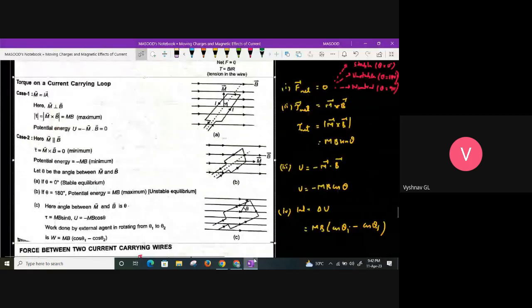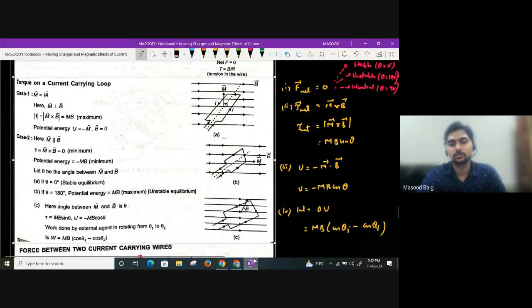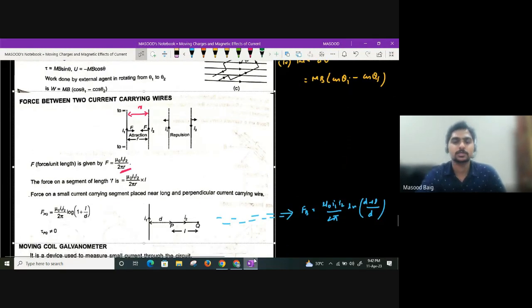I've tried to give a review of moving charges. Tomorrow we'll solve questions of moving charges and magnetic effects of current. In the meanwhile, whatever time you get, please write the test of electrostatics and current electricity. The test will be easy to moderate. I am not going to give difficult questions at all, guys. Please focus on scoring 80 to 120 marks in physics for sure.